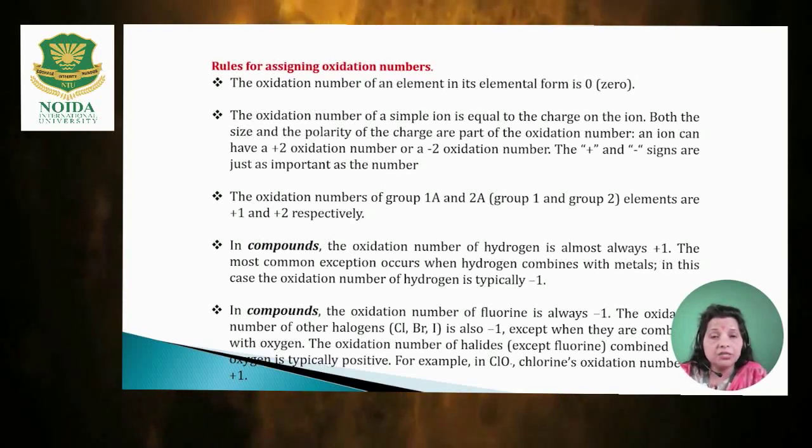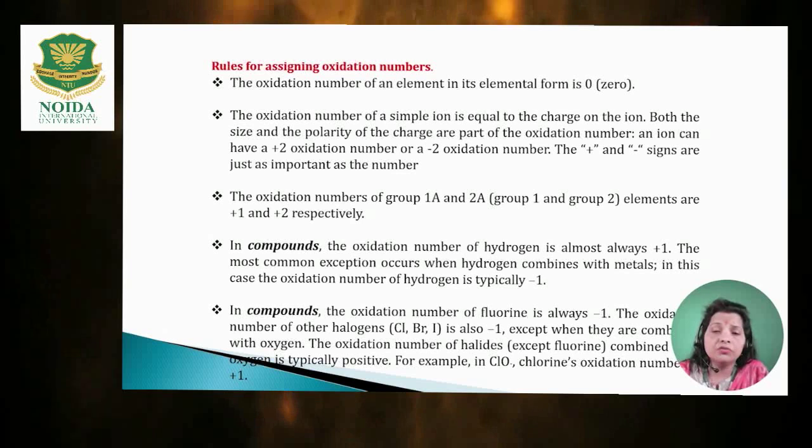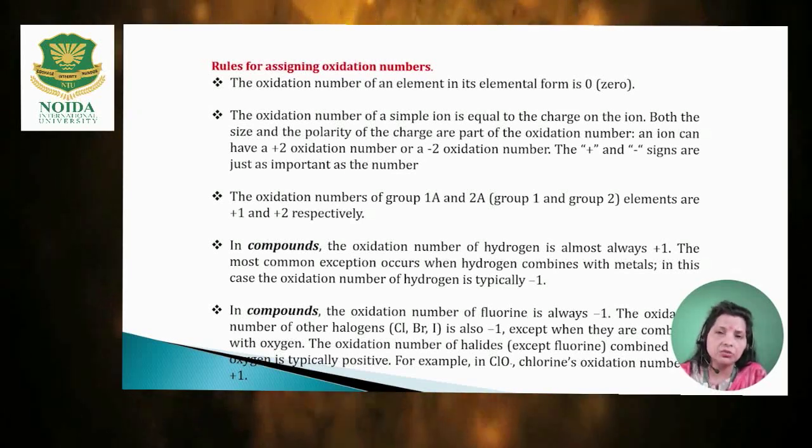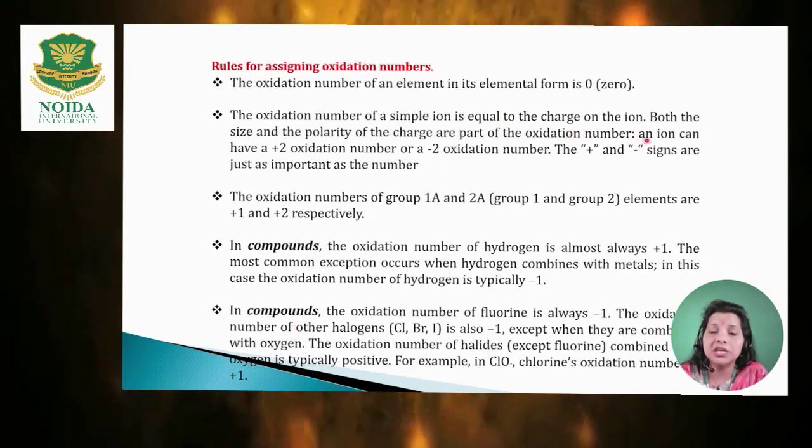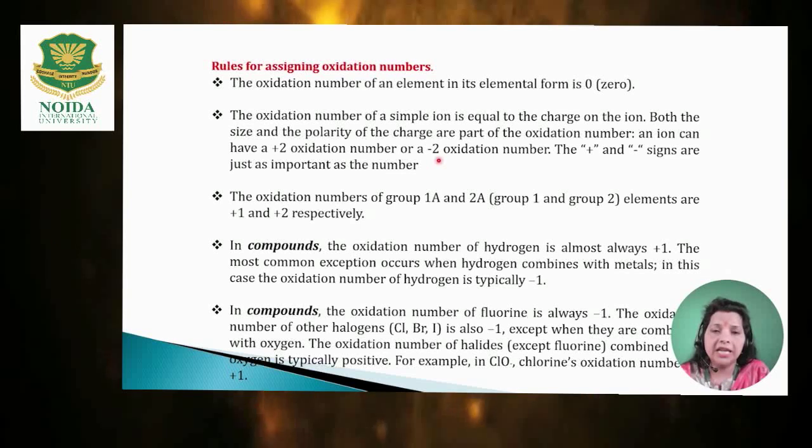Now the charge on any atom, either neutral or a positively or negatively charged ion, how will you check its oxidation number? We have certain rules to assign the oxidation number of any moiety, any molecule, any complex or any ion. The first rule is that the oxidation number of an element in its elemental form is always 0, right? The oxidation number of a simple ion is equal to the charge on the ion. If it is A plus 2, then the oxidation number of A will be plus 2. If it is A minus 2, then the oxidation number of A will be minus 2.